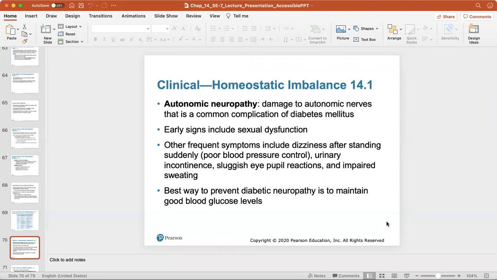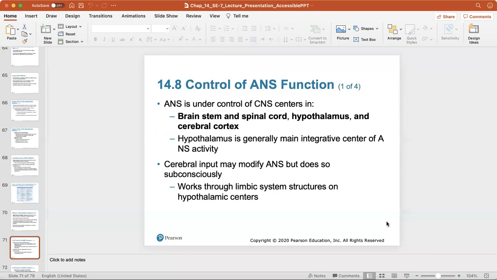Autonomic neuropathy is what we call damage to the autonomic nerves. That is a common complication of diabetes mellitus. An early sign might include sexual dysfunction, and other symptoms include dizziness, poor blood pressure control, urinary incontinence, sluggish eye pupil reactions, and impaired sweating. And the best way to prevent diabetic neuropathy is to maintain good blood glucose levels.